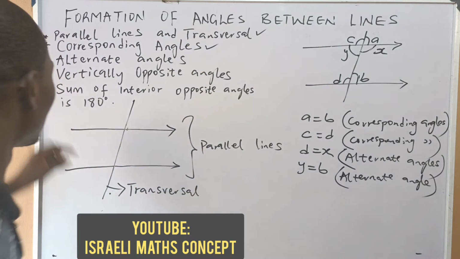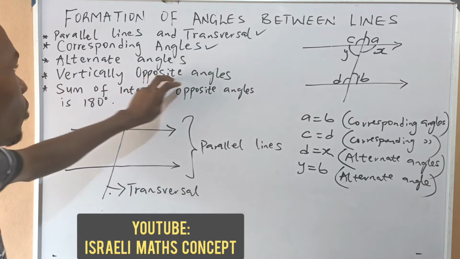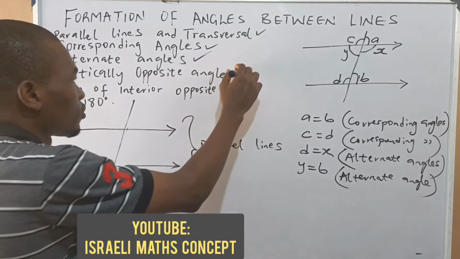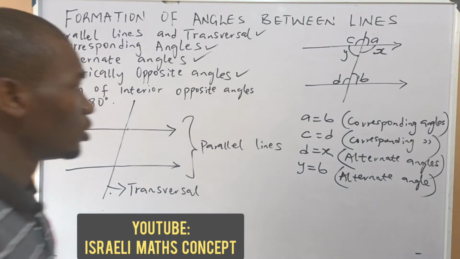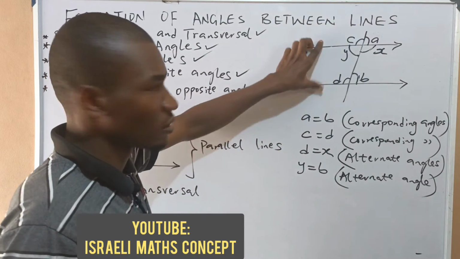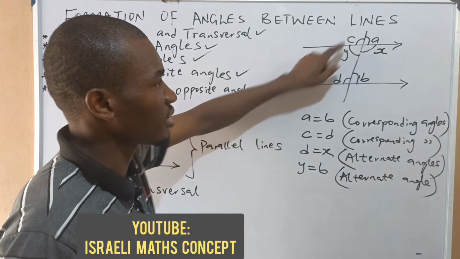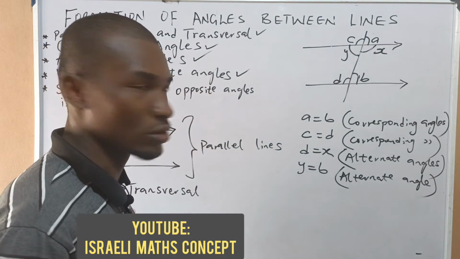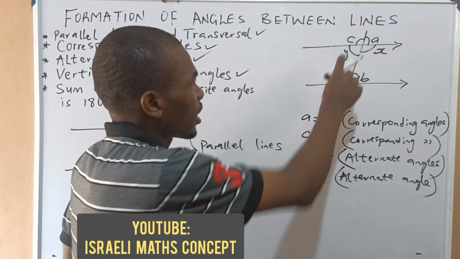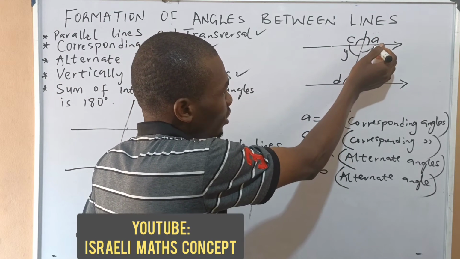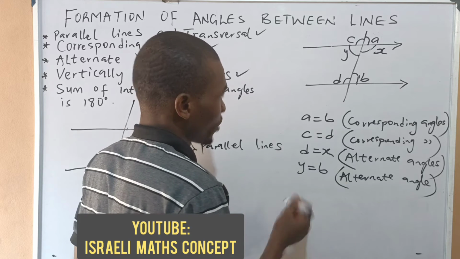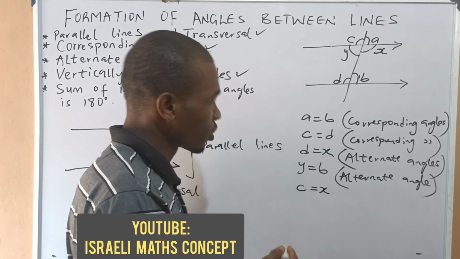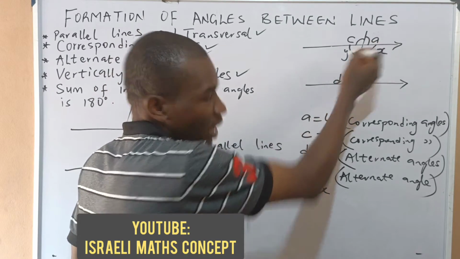All right, let's go into vertically opposite angles. We are through with alternate angles. We want to move into vertically opposite angles. Looking at these given parallel lines and the transversal, what can we say is vertically opposite angles? It is very simple. Angle C is vertically opposite to angle X. So we can say that C is equal to X. And the reason is because vertically opposite angles are equal.